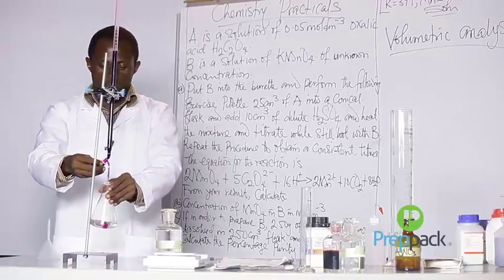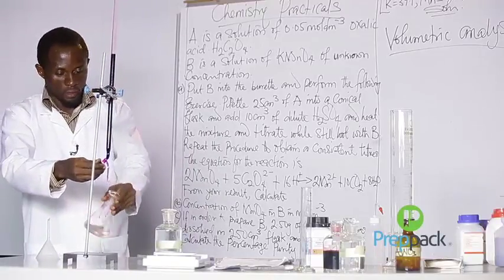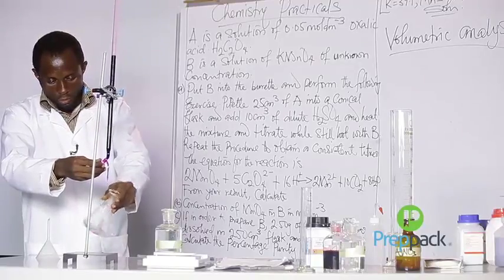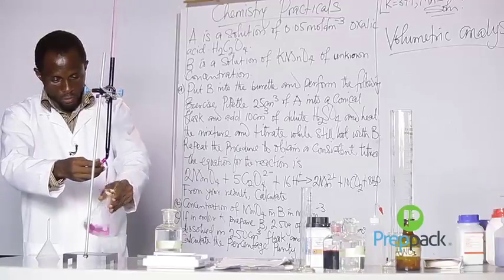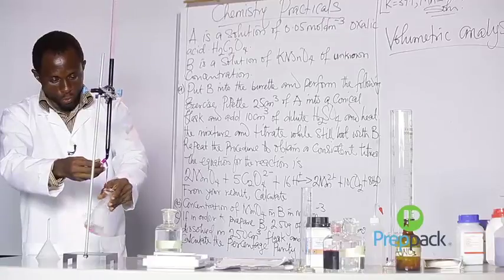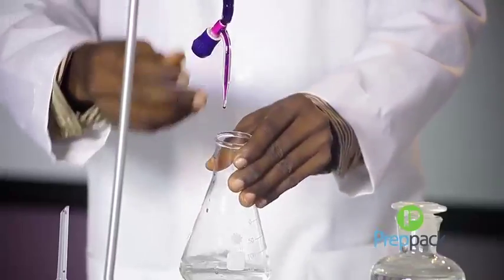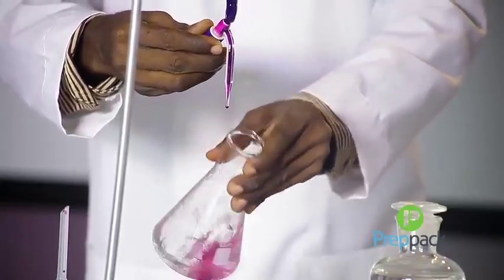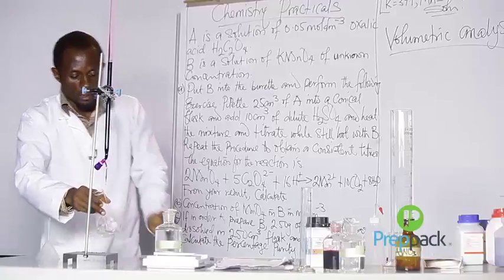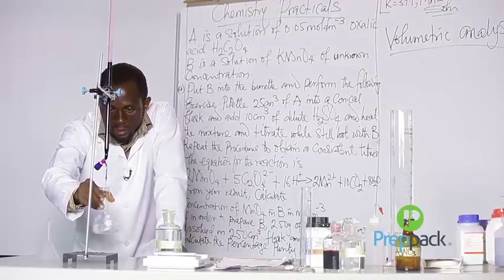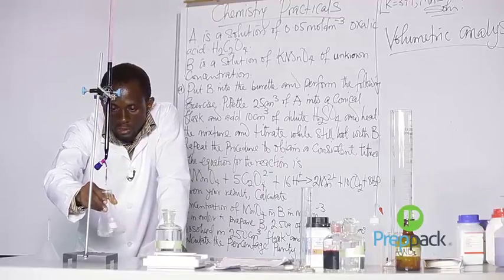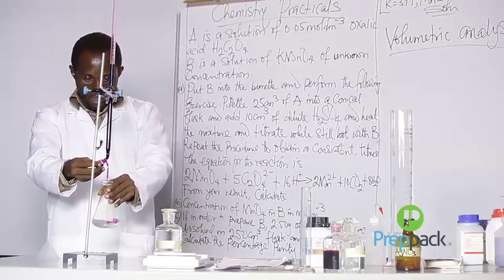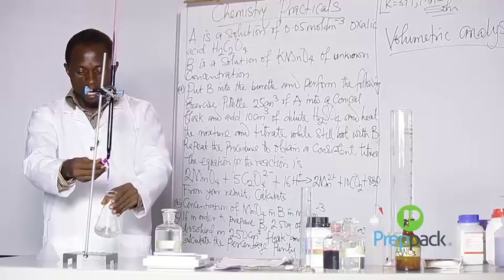So this has to be done for three. You need to carry out three consecutive titrations to ensure three concordant values. What do I mean by concordant values? The values need to be within a particular range. At that point, the value is said to be the titer value of this reaction, the point at which the acid and the base are at equilibrium.